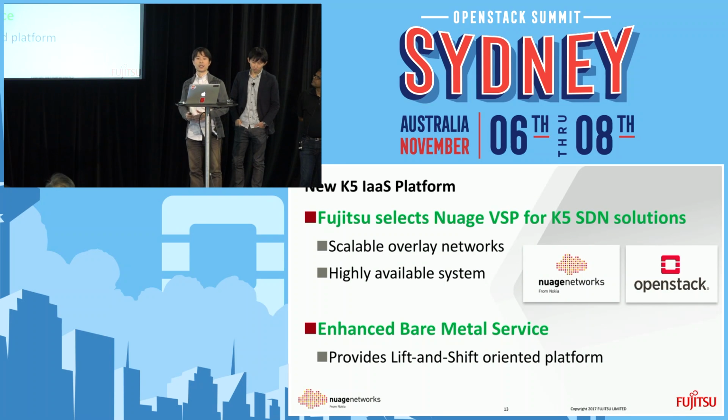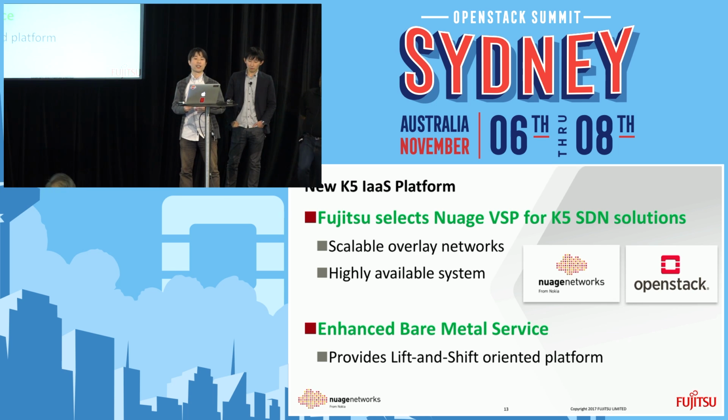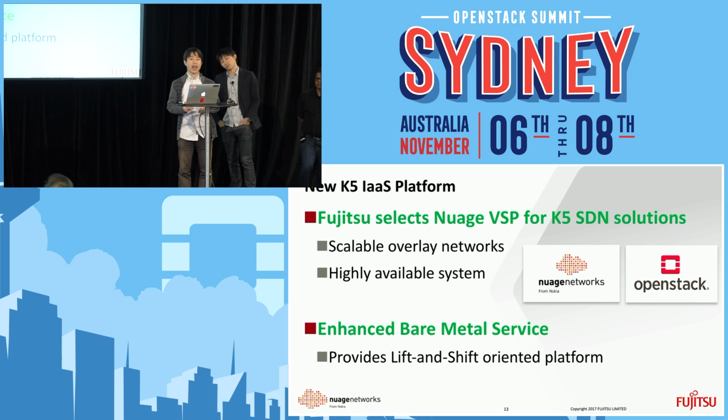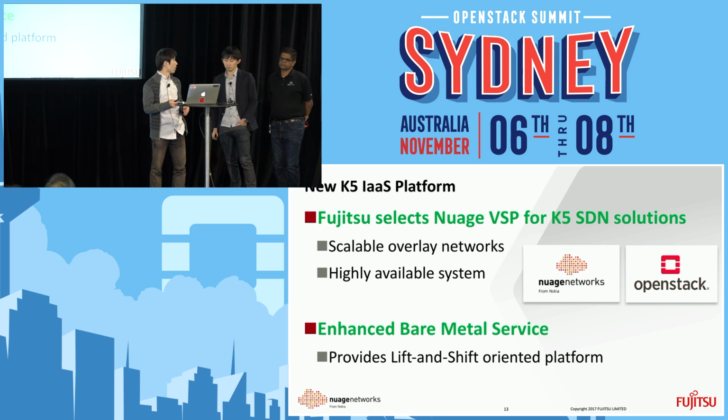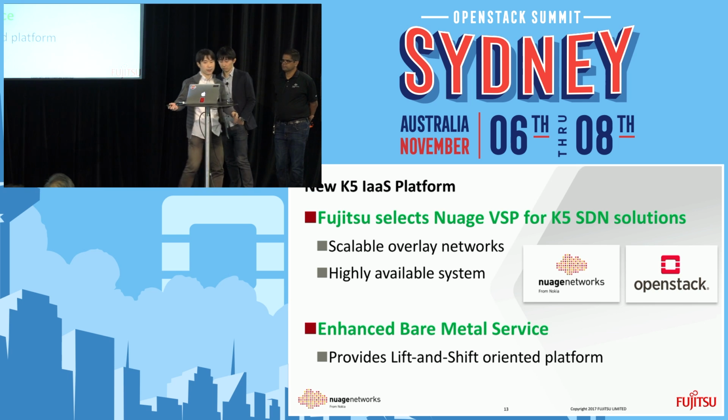So I'll talk about the new K5. We are happy to announce that Fujitsu selected Nuage VSP for new K5 SDN solutions. Thanks to the powerful combination of OpenStack and Nuage VSP, new K5 provides massively scalable virtual overlay networks and highly available systems. And also, we'll offer the enhanced Baremetal service on new K5. My colleague will talk about the technical details about Baremetal.